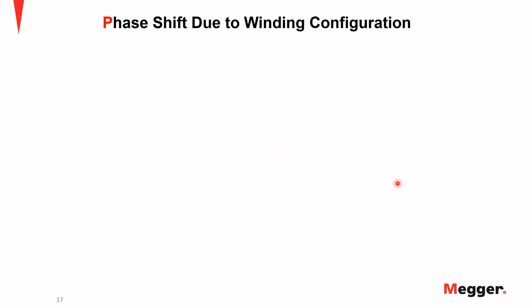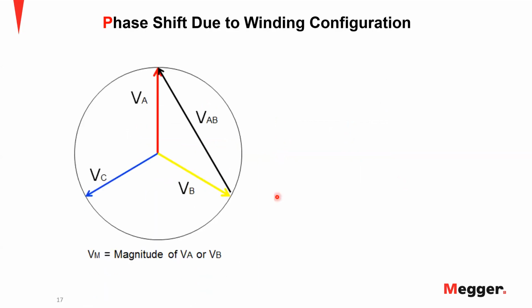Let me talk a bit about how we see that phase shift when we are working with different transformer configurations. Here I have a Y connected, or star connected, diagram, showing VA, VB, and VC. If I have to calculate VAB, let us look at what happens. VAB is equal to VA minus VB, and I'm assuming VA and VB have the magnitude VM, because the magnitudes will be the same and the phase angles are 120 degrees apart from each other. So you get these equations here, and it results in this equation in rectangular form.